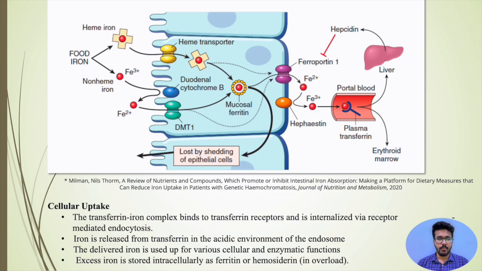Inside the enterocytes, the absorbed iron exists in the form of mucosal ferritin. This mucosal ferritin may be lost by shedding of the epithelial cells. The stored iron inside the enterocytes is further transported outside the enterocytes through a transport protein called ferroportin 1, which is located on the basolateral side of the enterocytes. The basolateral side also consists of a protein called hephaestin, which converts the transported ferrous form back to the ferric form.